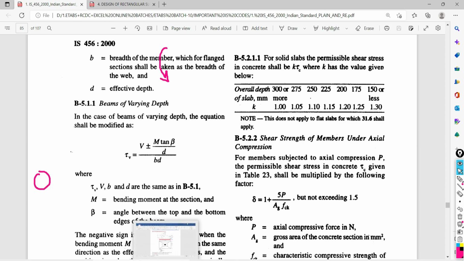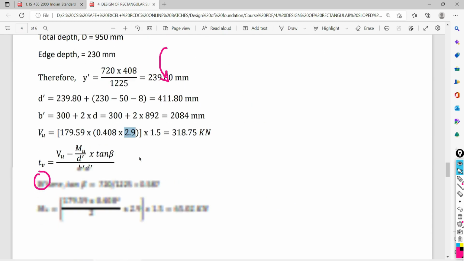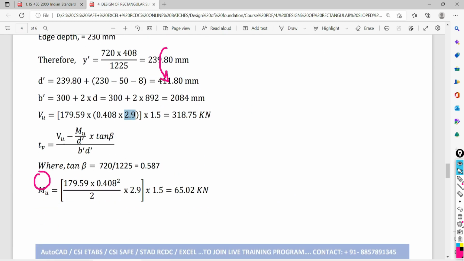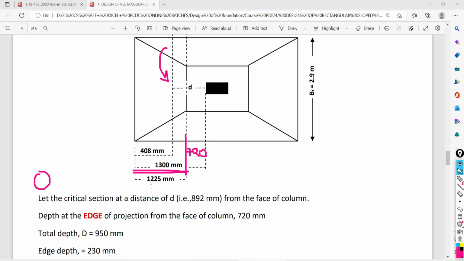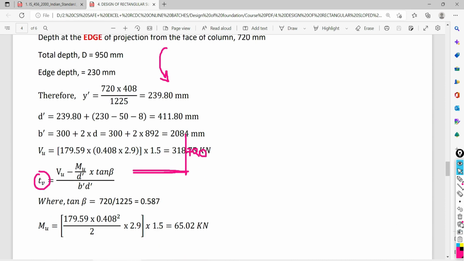So you need to come back to your calculation, and here you have to see that the same formula I am going to apply here. Now here, tan beta equals 720, the height at that section, divided by this span, this width. How much is this width? That I have here as 1225, that you can see here. Now I am going to put the value here: 720 divided by 1225. So we are getting the tan beta value as 0.587.